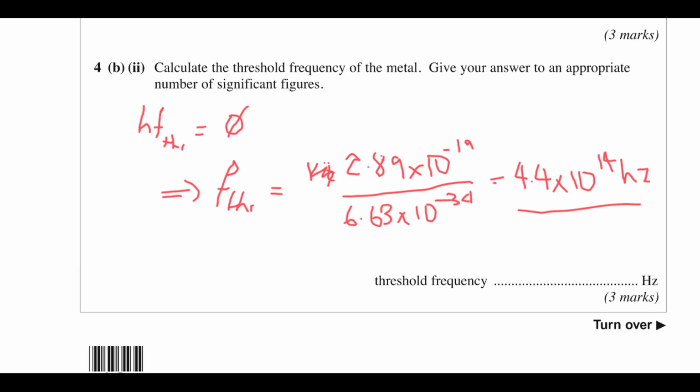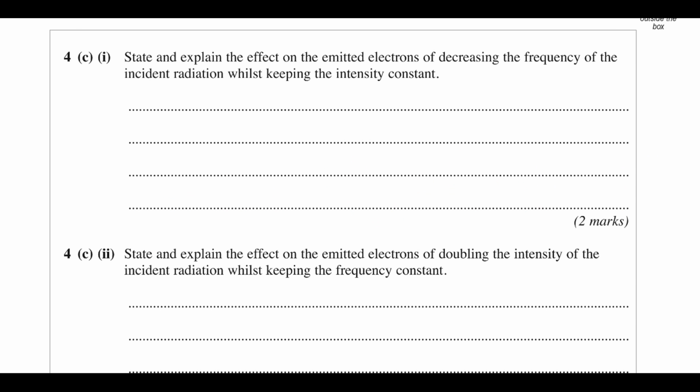So let's finish off this question. State and explain the effect on the emitted electrons of decreasing the frequency but keeping the intensity constant. So if you keep the intensity constant, the rate of emission will stay the same as long as the frequency is above the threshold frequency. But decreasing the frequency decreases the photon energy, so that will decrease the kinetic energy of the electrons.